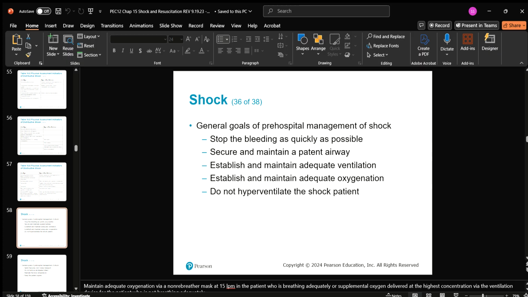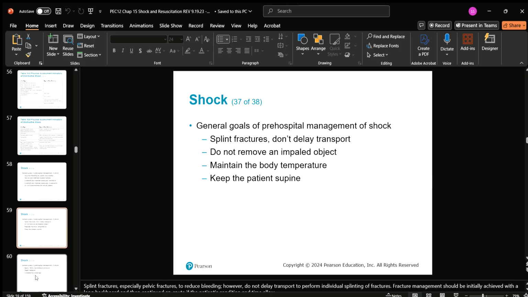Establish and maintain adequate ventilation. We're going to have to oxygenate these guys or possibly ventilate and breathe for them. But we're not going to hyperventilate them. What's the rate that we're going to breathe for these guys? One every 6 seconds. Okay, good job.